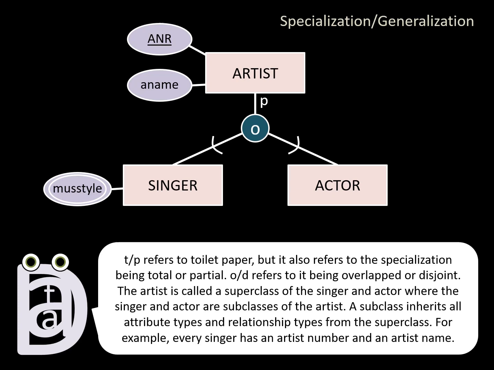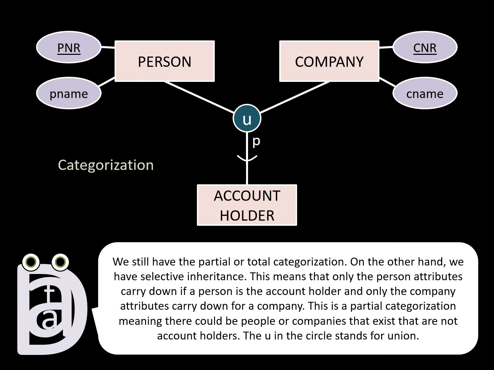The artist is called the superclass of the singer and actor, where the singer and actor are subclasses of the artist. A subclass inherits all attribute types and relationship types from the superclass. For example, every singer has an artist number and an artist name. We still have the partial or total categorization.